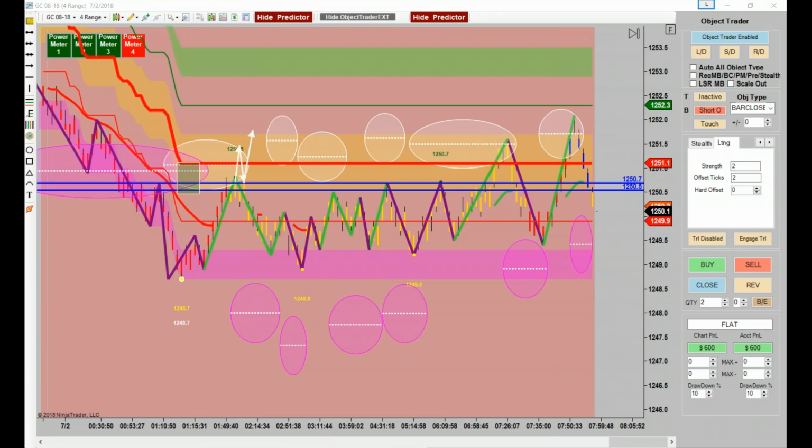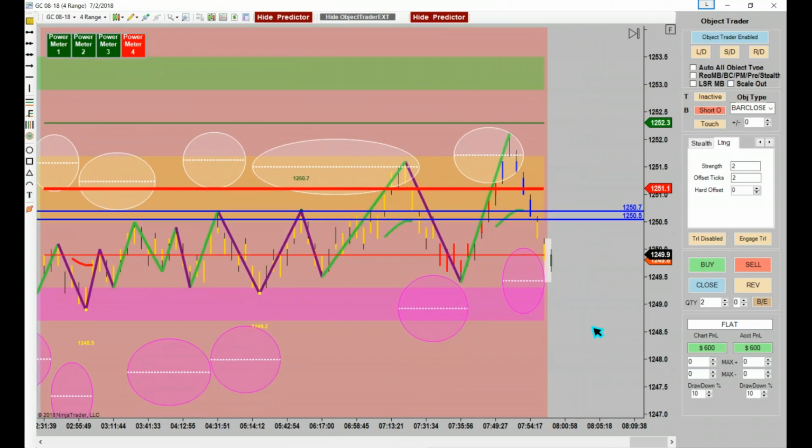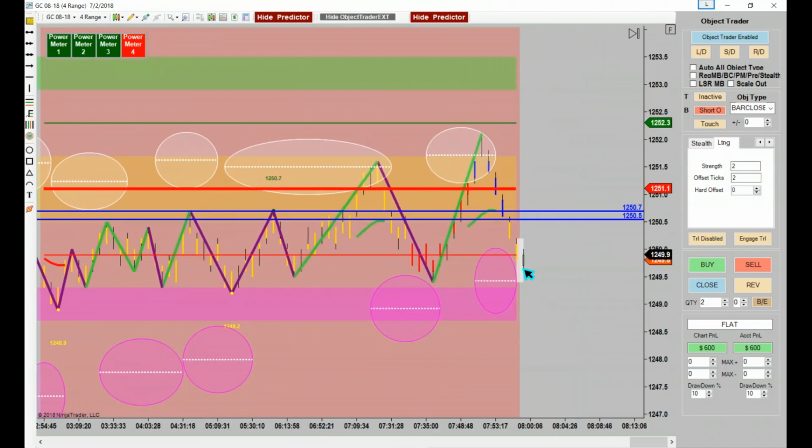Let's see if we can get something. Dang, I missed that one. Gave up $200 of our money too. Oh, that's why. It was close to the opening of the market. Wasn't paying attention to that, was I? That's our little box that we talk about all the time.